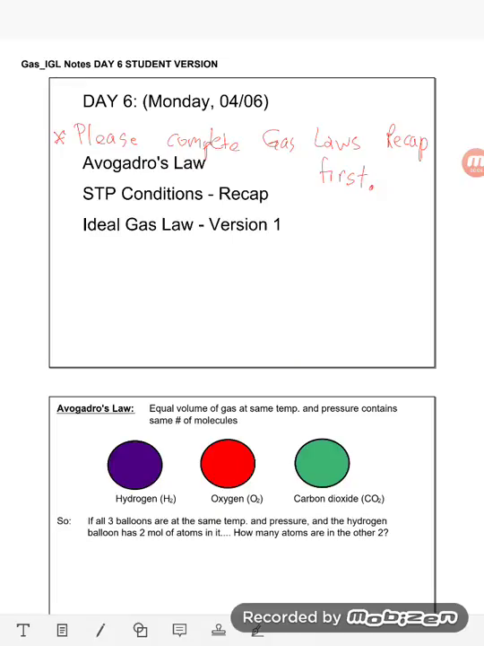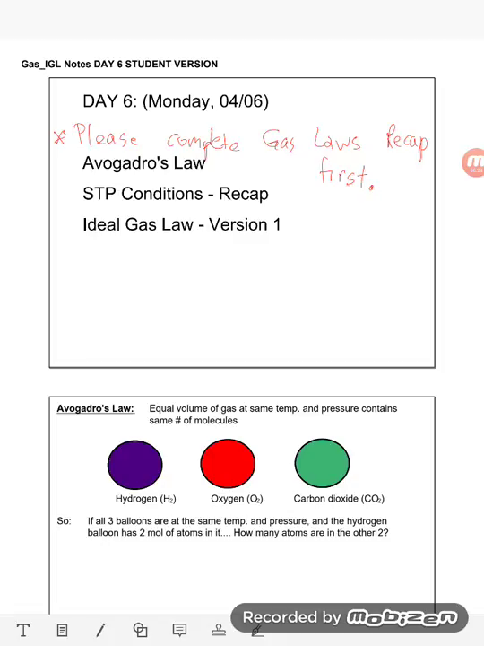It's good to see you all accessing the information that we're providing to you, and we just want you to keep working on things in a timely manner and reaching out with any questions during the day or during your teacher's office hours. Today, we're going to move into looking at Avogadro's law.